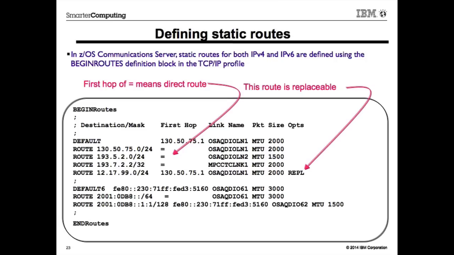Also, I'll draw your attention to some of the first hops being equal signs. That means it's a direct route, no next hop necessary, so that's equivalent to the 0.0.0.0 next hop in the routing table. And if you look under the options for the fifth route coded, REPL is how you indicate a route is replaceable. So a static route is considered non-replaceable unless you code it otherwise. Also, IPv6 routes are defined right alongside IPv4 routes in the same routing table using IPv6 addresses. It's one BEGINROUTES block for both IPv4 and IPv6, and all routes are defined in that one block.